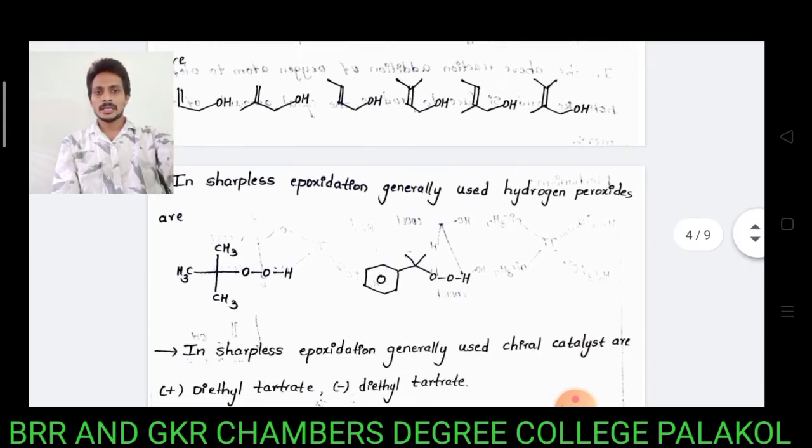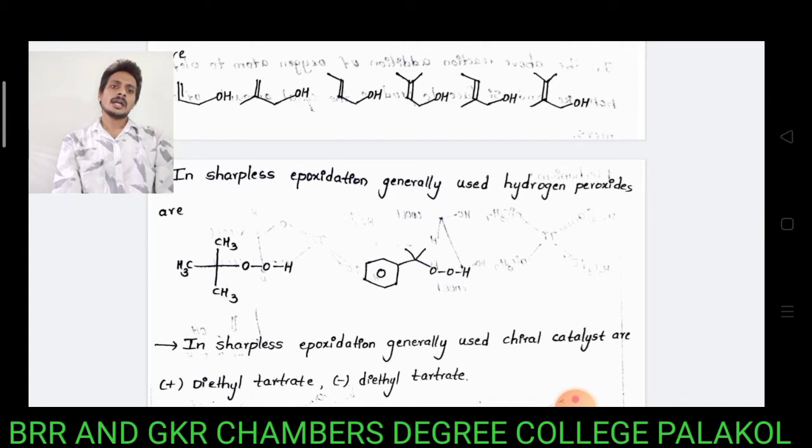In Sharpless epoxidation, the generally used peroxides are trimethyl or tertiary butyl hydrogen peroxide. Tertiary butyl hydrogen peroxide is an alkyl derivative of hydrogen peroxide.